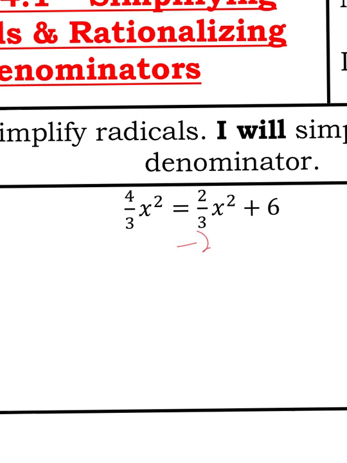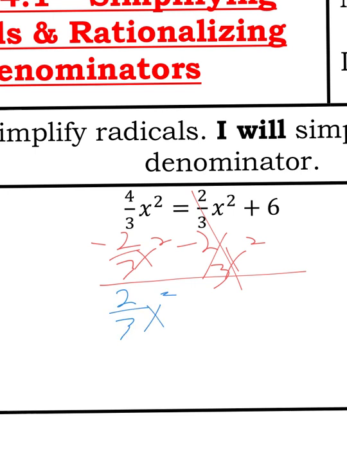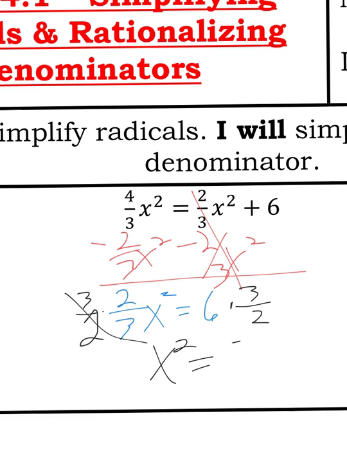I need my x squareds on one side. So I'm going to minus this 2/3 x squared to this side. And 4/3 minus 2/3 leaves me with 2/3. So I have 2/3 x squared equals 6. And now we have one fraction. Get rid of that fraction, flip it and multiply. So I'm going to multiply both sides by 3/2. And 6 times 3/2, 6 times 3 is 18. 18 divided by 2 is 9. So what we have here says x squared equals 9.